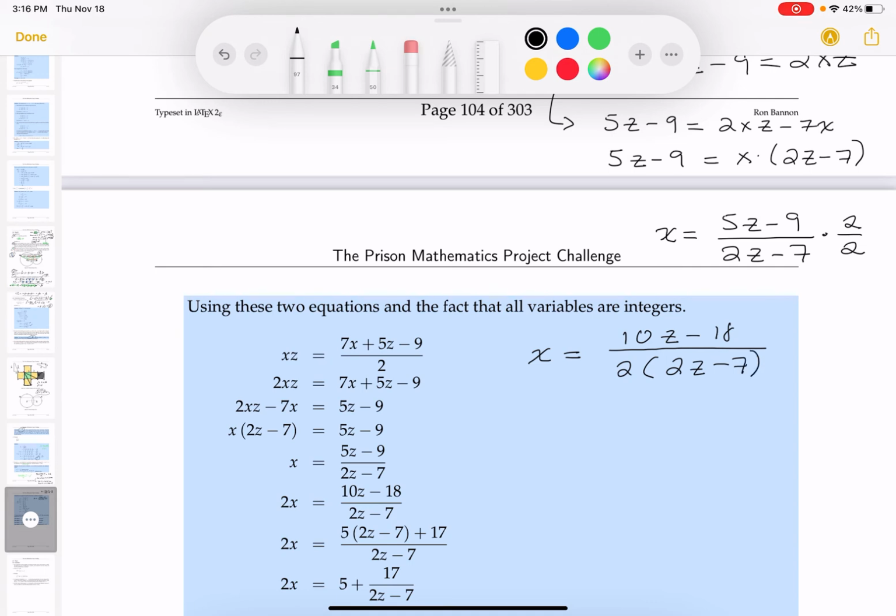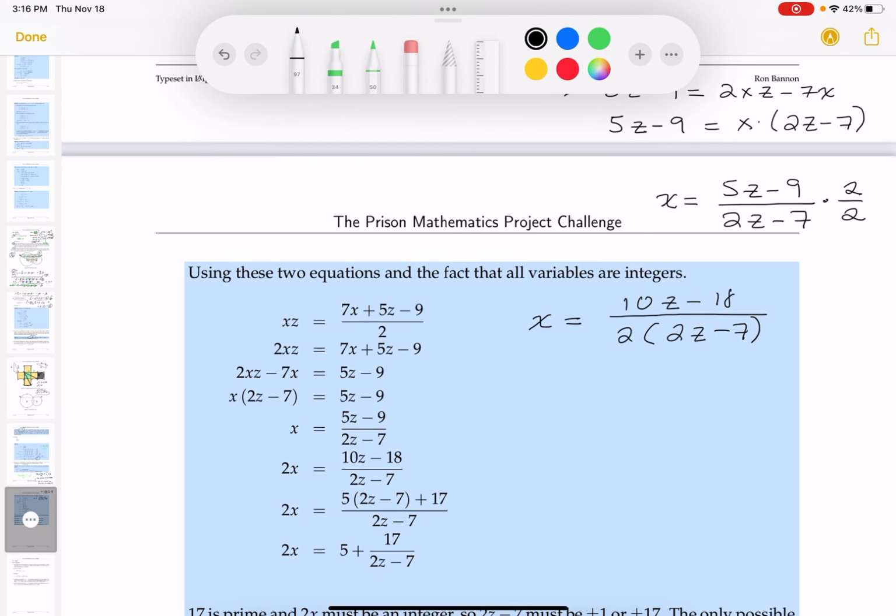All right, and I want to get that top to have a 2z minus 7. I'm just hoping that there's going to be a nice cancellation in the problem somewhere to make it a lot easier for me to deal with. And you still have the 2 on the bottom and 2z minus 7. So I'm going to write down 5 times 2z minus 7. You would get the 10z, but you got minus 35, right? But I didn't want minus 35. What I want is minus 18. So I'd have to add something, right? You'd have to add 17.